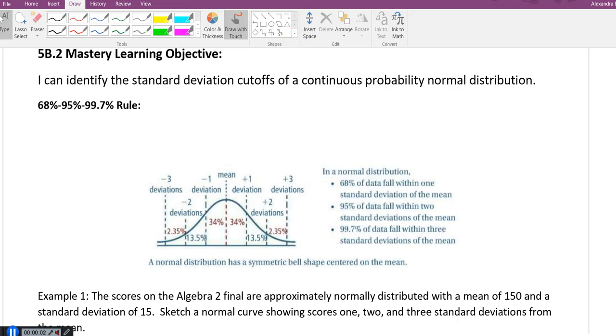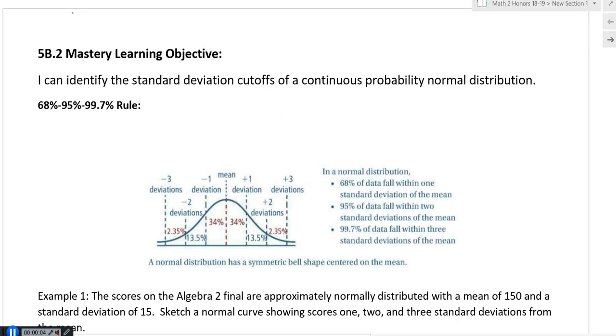We are now looking at 5B.2. I can identify the standard deviation cutoffs of a continuous probability normal distribution. In this one, we don't have the different sections where we can count how many people are in each thing, but there is this rule. In a normal distribution, we call it the 68%, 95%, 99.7% rule.